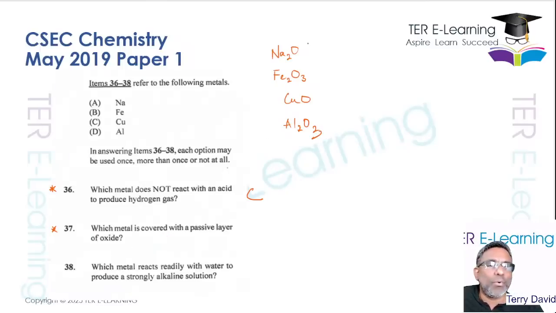Now, Al2O3, right? So they said which of the following forms a passive oxide layer. Now the thing is, all of these here have oxides. But when it comes to aluminium, aluminium has an oxide layer that is impervious. It protects the aluminium. So for this one here, I will go with D as the answer.